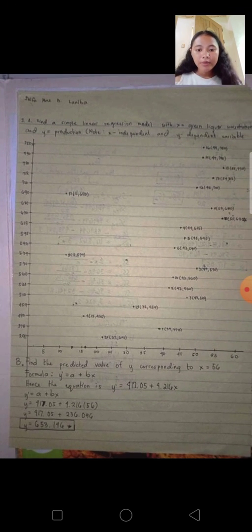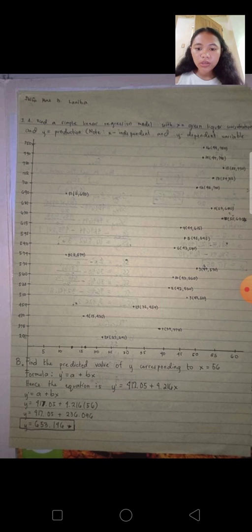Item B: find the predicted value of Y corresponding to X equal to 56. So, given ang ato ang X, substitution naman tayo para makuha nato si Y. Para makuha nato ang predicted value, malocate nato ang equation nga gipangayo sa letter B sa task 1 or sa first table.